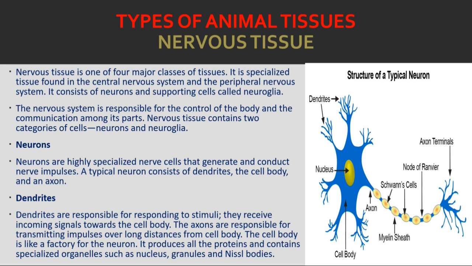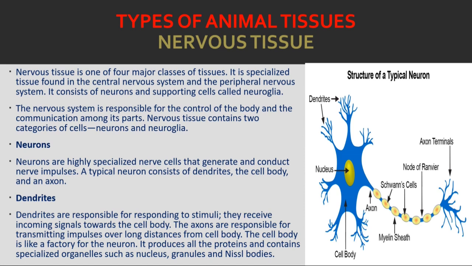Nervous tissue is one of the four major classes of tissues, and it is a specialized tissue found in the central nervous system and peripheral nervous system. It consists of neurons and supporting cells called neuroglia. The nervous tissue is responsible for the control of the body and communication among its parts.